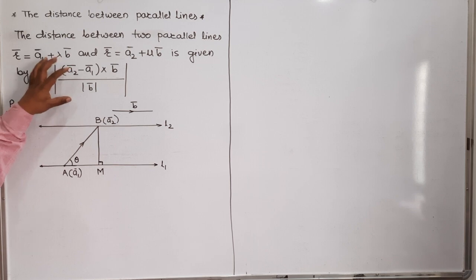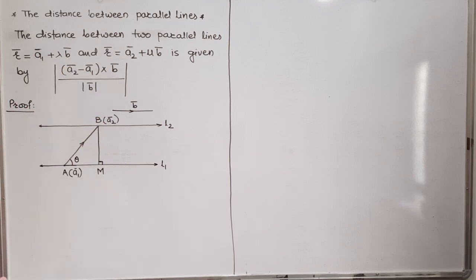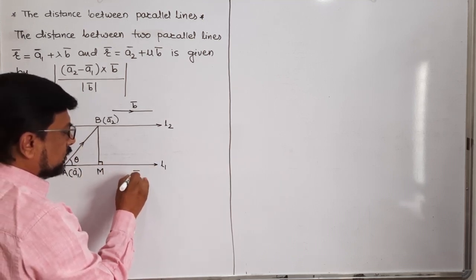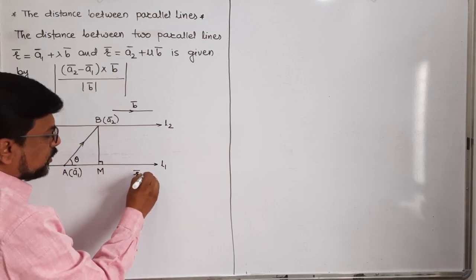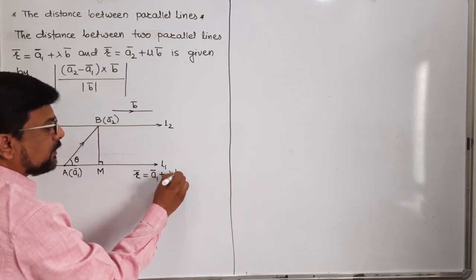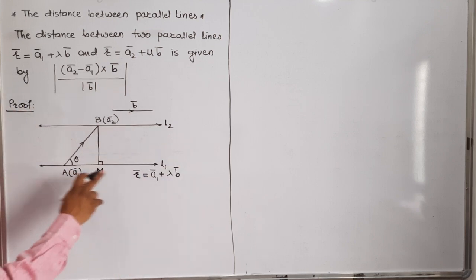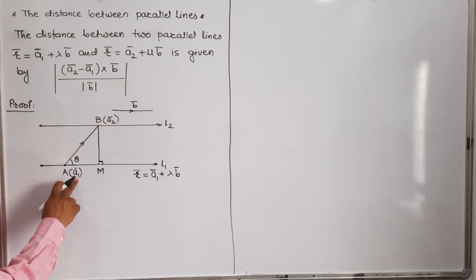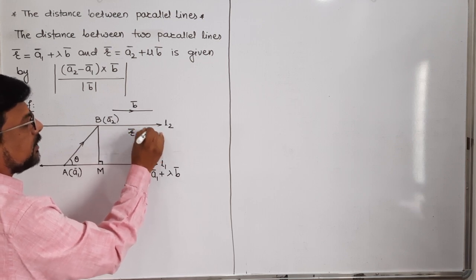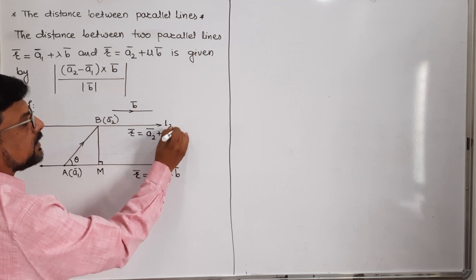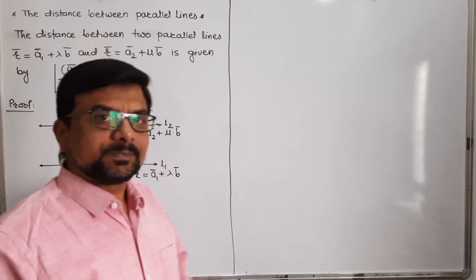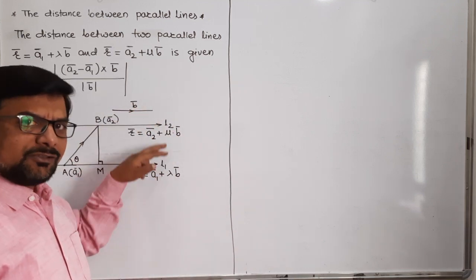ठीक है, तो इसको याद करना है जब भी हमको टू पैरेलल लाइंस का डिस्टेंस फाइंड करना है, डिस्टेंस बिटवीन टू पैरेलल लाइन, जैसे यहाँ पे लाइन L1 है विथ इक्वेशन R वेक्टर इज इक्वल टू A1 वेक्टर प्लस लैम्डा इनटू B वेक्टर, यानी one point A with position vector A1 vector lie on this line, and this is another line R vector is equal to A2 vector plus some mu into B vector. Means this B vector is parallel to both L1 and L2, hence these two lines are parallel to each other. This B vector is parallel to both lines L1 and L2.